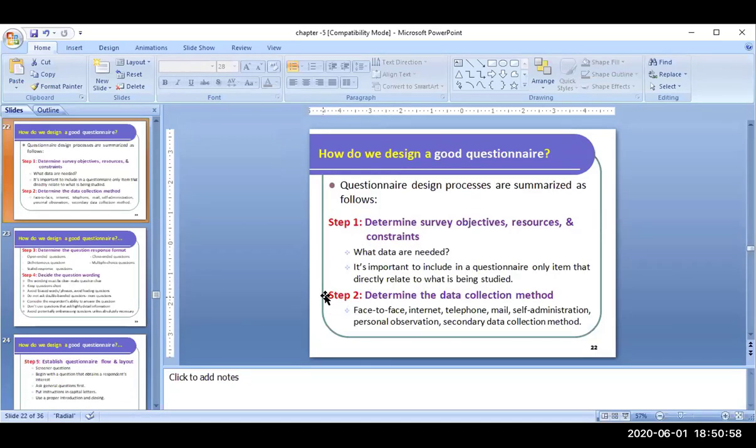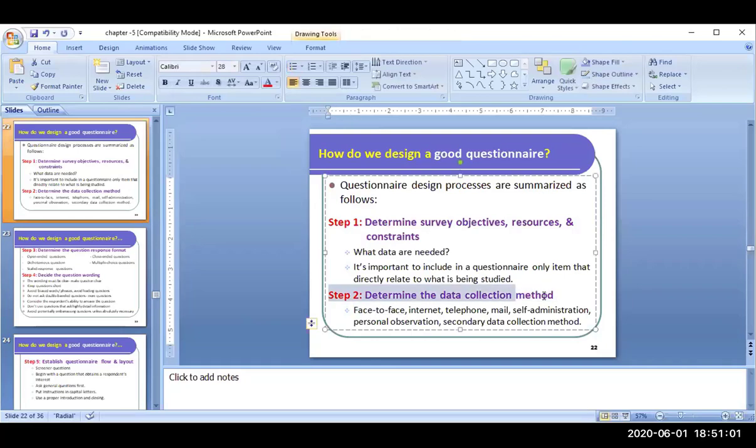You will actually determine in step 2 the method of data collection. In your case, you might need to collect data by personal observation, or you might need to take data from a secondary data source. The type of data collection methods might be determined in the second step.